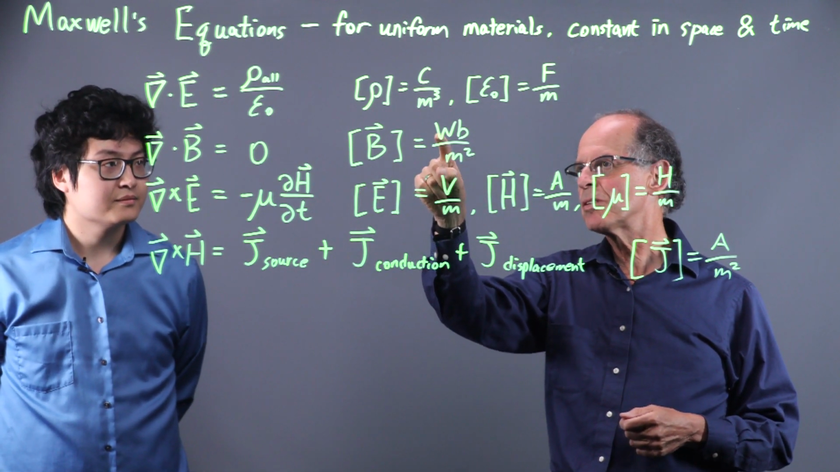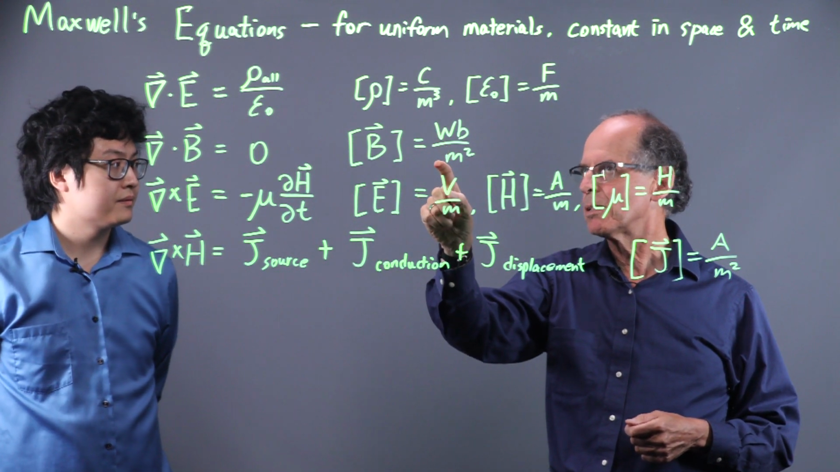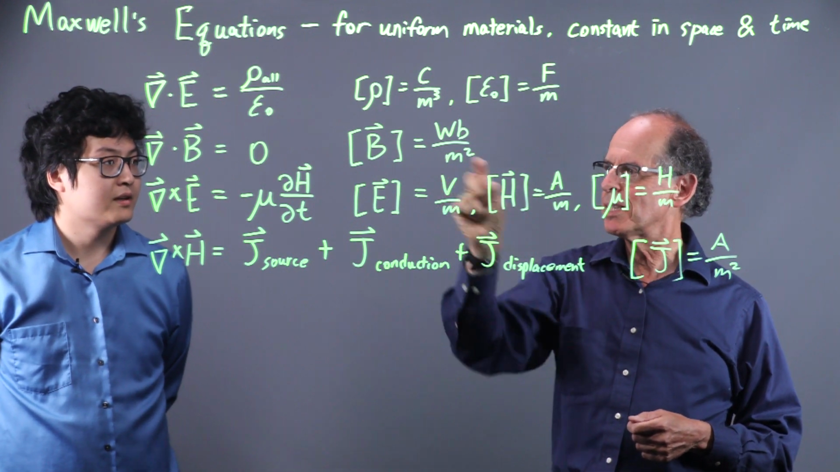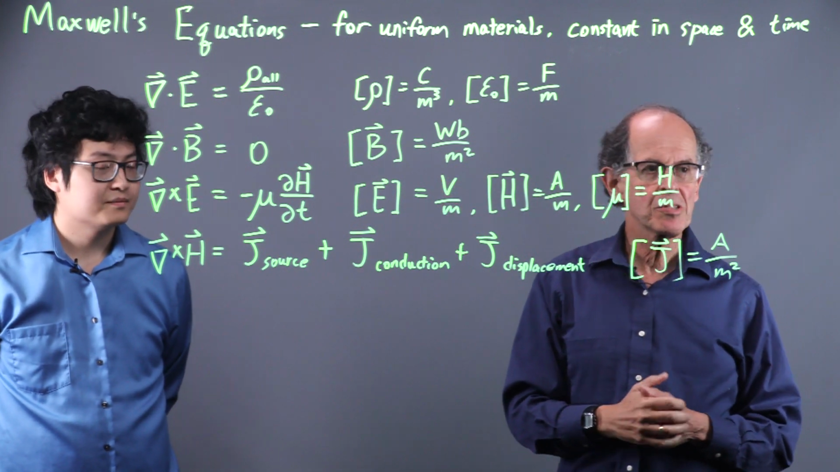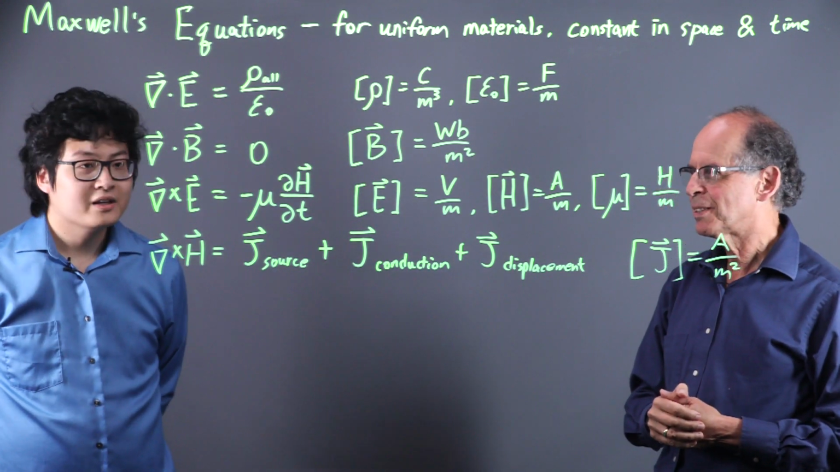So notice the difference here. This is Webers per meter squared, meters cubed per meter. I wonder if there are any other quantities that are something per meter squared. I bet we can dig into that later.